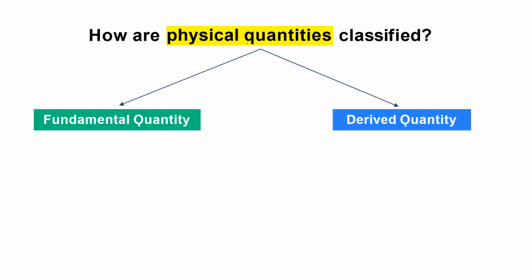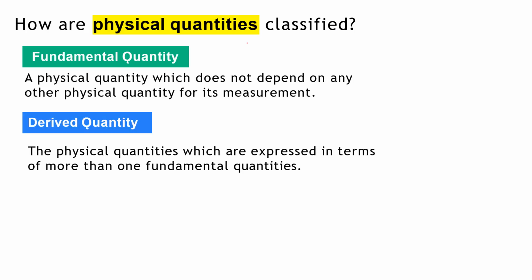That is the classification of physical quantities. All the physical quantities which are measurable are classified as fundamental physical quantity and derived physical quantity. So at first we are going to learn what a fundamental physical quantity is. A fundamental physical quantity is one type of physical quantity which does not depend on the others.